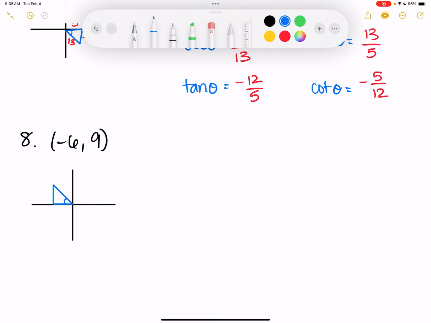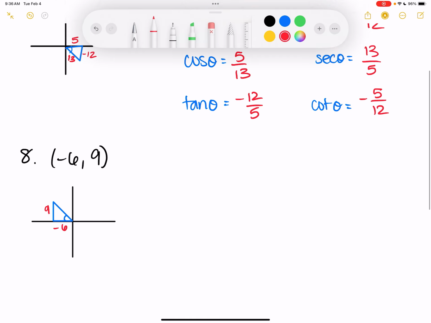So -6 is on the x and 9 is on the y. Is it a Pythagorean triple? No, it's not. 6 times 6 is 36, 36 plus 81 is 117, and the square root of 117. Is it prime? It's 11.7. What is 6 times 6? It's 36, so not 127, it's 117.